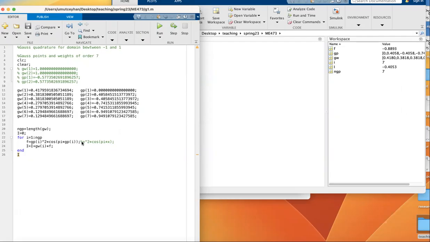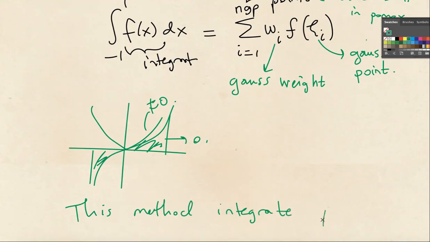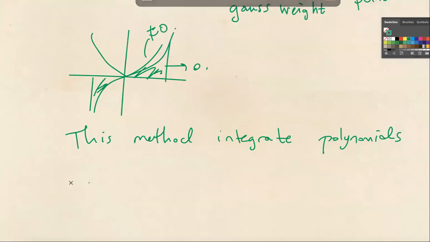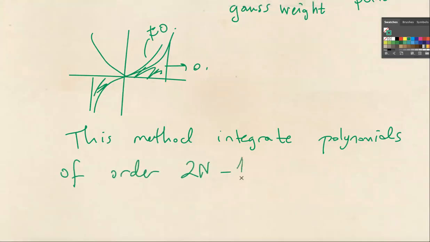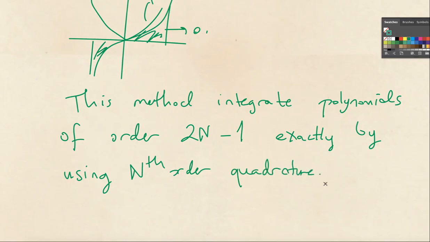I'm going to show you, starting from the 0th order, the integration of a 0th order polynomial, and then we go up to a 3rd order polynomial to be able to find the weights and the points. The simple idea is: if we have an order 2n minus 1 polynomial, let me write here, this method integrates polynomials of order 2n minus 1 exactly by using an n order quadrature. I'm going to show you the theory later, but this is just the first lecture.